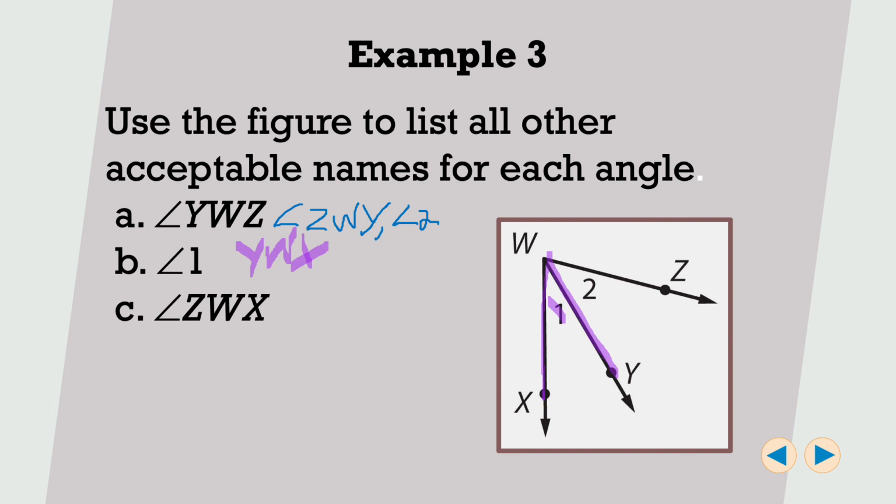Let's look at this third angle. I'm going to make it green, so I'm going to follow the letters Z, W, X. That's my big angle right here. And no, you cannot call this angle 3. It's not labeled as 3, so I can't make up labels. The only other name that you can call this is its name backwards: X, W, Z.